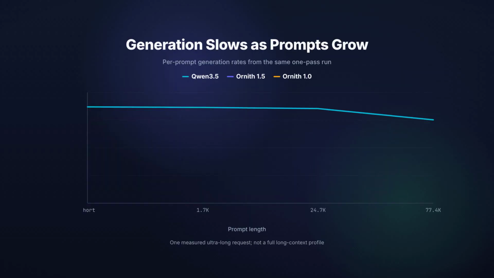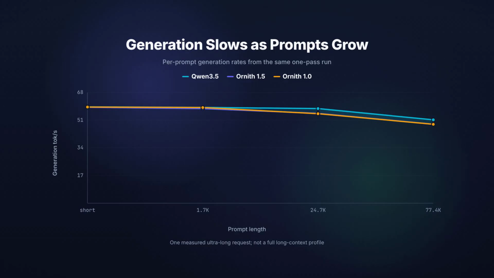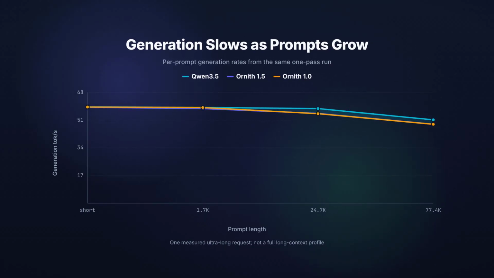That is a modest practical edge rather than a new hardware tier, but it favors Qwen when response generation is the immediate constraint. The per-prompt picture supports the aggregate result because Qwen recorded the highest generation rate on all 11 requests in this benchmark. At the 77,376 token input, Qwen generated at 51.52 tokens per second, and Ornith 1.5 reached 48.81. Generation slows at that longest measured input for all three models, though that single ultra-long request is a useful scenario rather than a full long context profile.